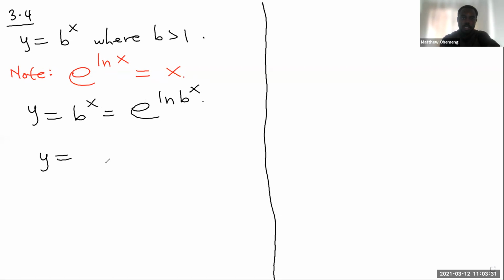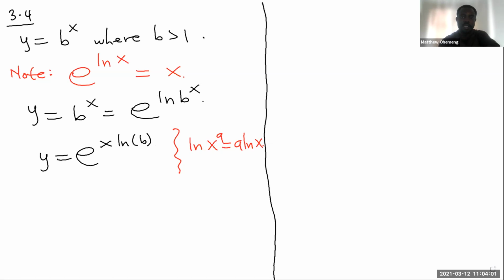Continuing with this, recall that if you have ln of x to the a, then it's just equal to a ln of x, right? I hope you remember this rule. You can essentially just move the power in front to multiply the log. So that's what I did up here. Considering ln of b to the x, I can just bring x in front of the ln of b, and then I have this.